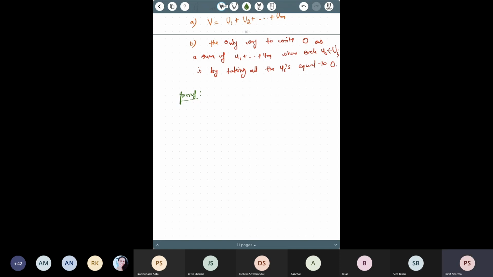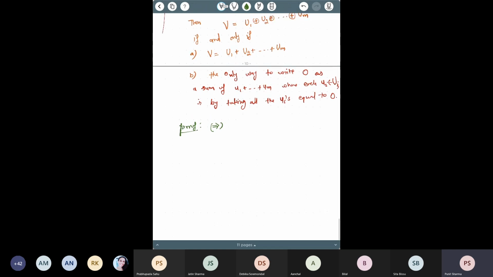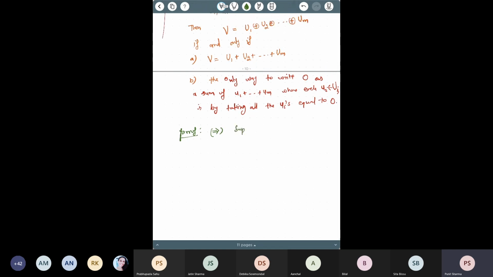So first prove the if direction. So suppose that V is the direct sum of these subspaces. Now we have to prove these two conditions. The first condition is very straightforward, right? By definition.